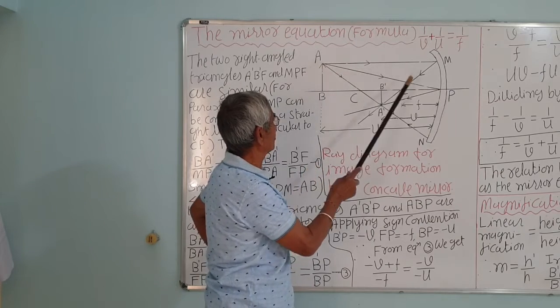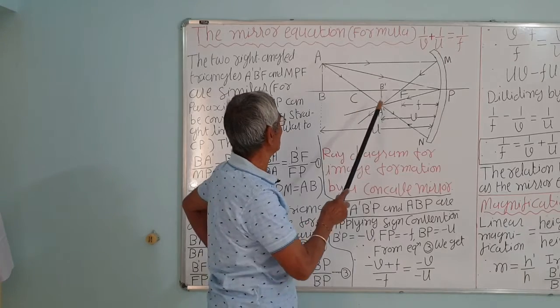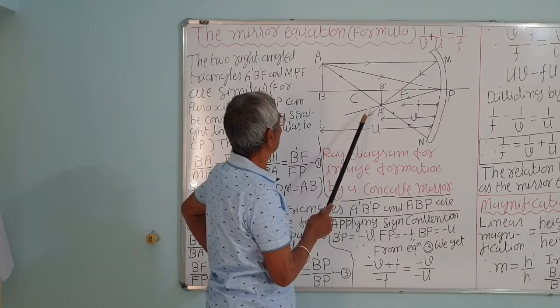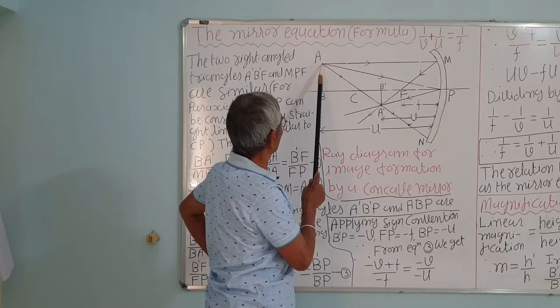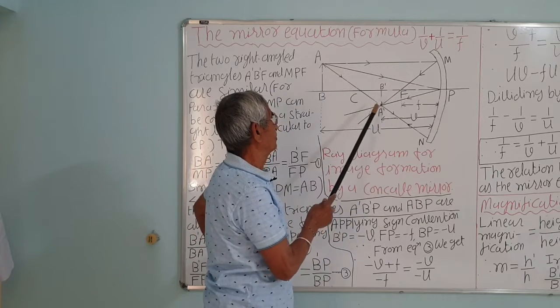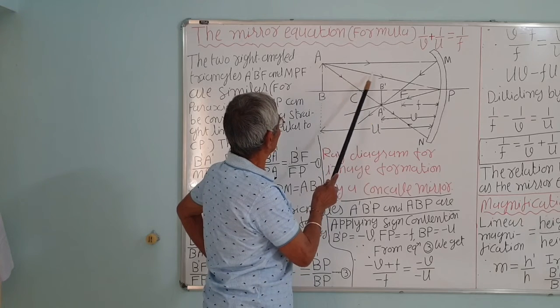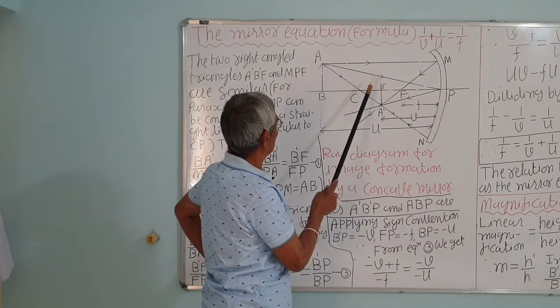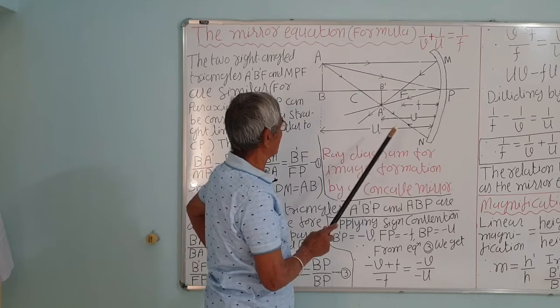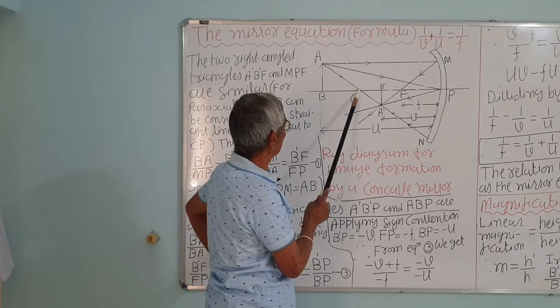You can take any number of rays, but the figure will become complicated. So we have taken 2 rays, and here a third ray is also taken. If you don't take the third ray also, you can prove it easily by taking only 2 rays. If you remove this ray and take only this one and this one, you can prove it easily. So this ray is passing through C.